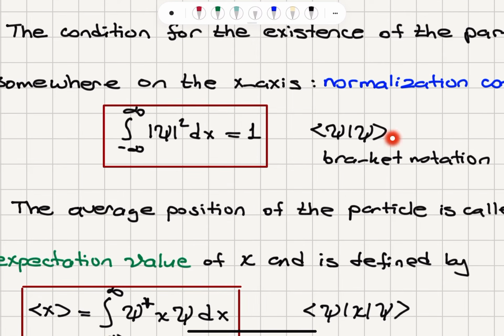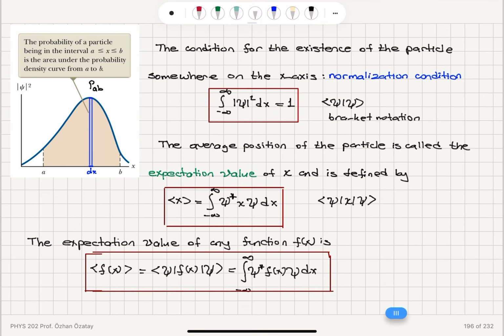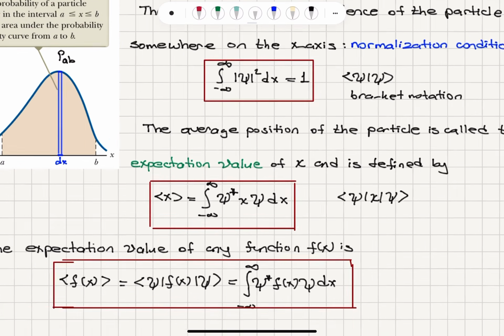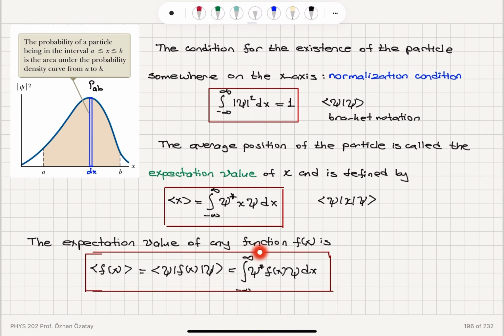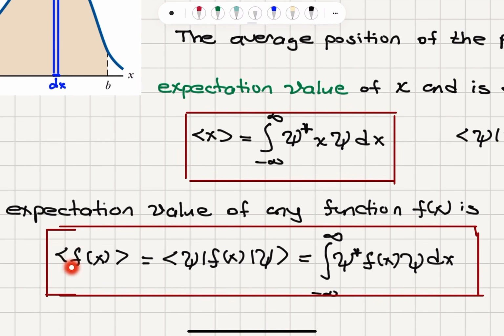Using bra-ket notation, this is shown with angular brackets like this. The average position of the particle is the expectation value. The average value of x is the integral over all space of bra psi, x, ket psi, which is psi complex conjugate x psi dx, and the expectation value of any function of x, the average value of f of x, is bra psi, f of x, ket psi, which is the integral over all space of the complex conjugate psi, f of x, psi dx.